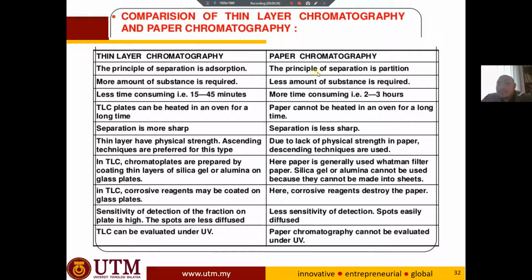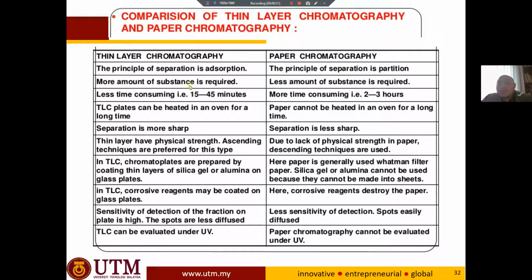But in paper chromatography, because within the cellulose we have H2O filling the interspaces, the interaction is between liquids, so we call it partition. More amount of substance is required for thin layer chromatography, whereas paper chromatography requires less amount of substance. So here is the amount of the sample.